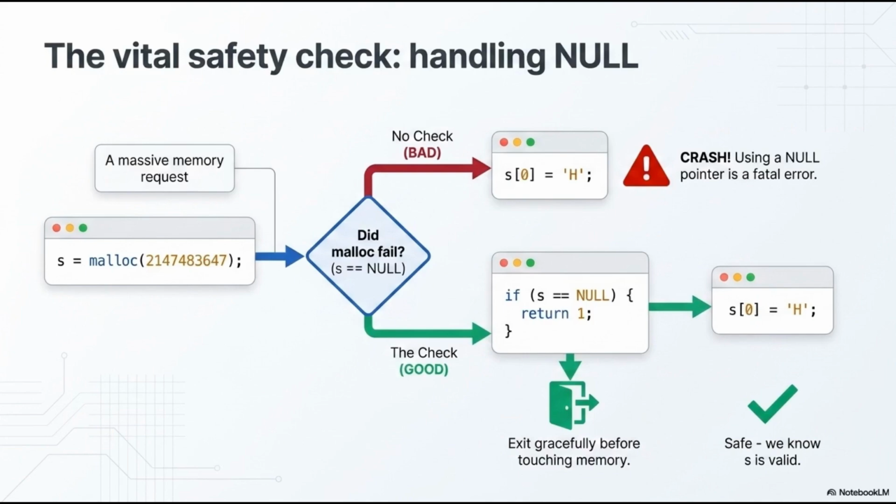To survive, you must intercept the danger. You need a vital safety check to ensure malloc didn't hand you a dangerous null pointer. If you skip this check and try to assign data to a null pointer, your program crashes instantly. It's a fatal error. You must always check. The absolute second you call malloc, you need to write an if statement checking if the pointer is null. If it is, you exit gracefully before ever touching the memory.